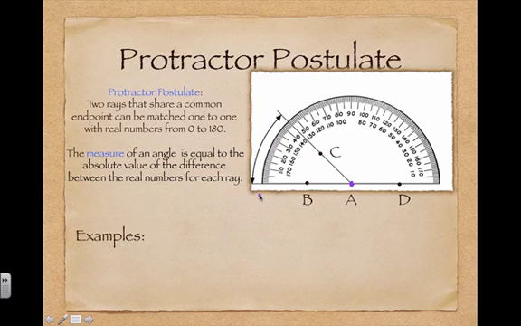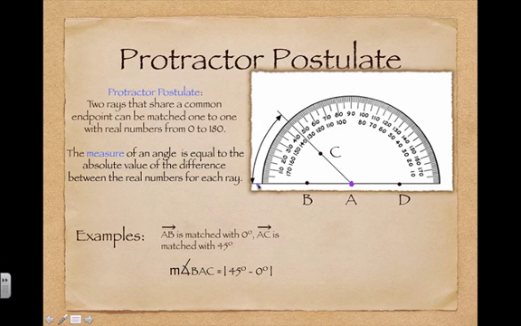So let's have an example here. We have ray AB lined up with 0 degrees. Here's our 0 degrees right here. And we can see all these numbers here.